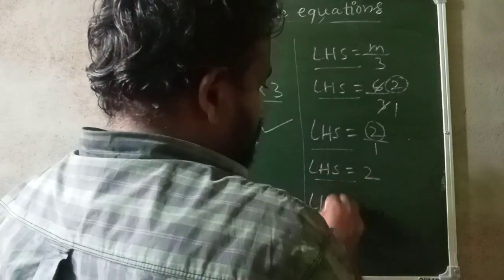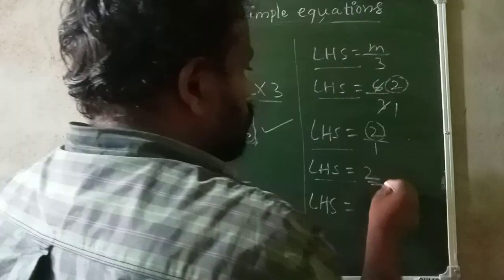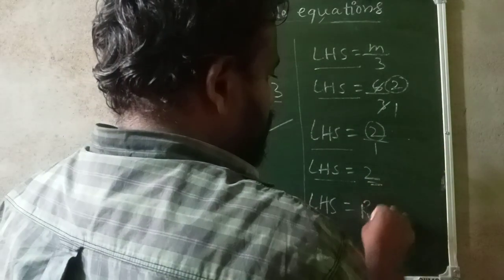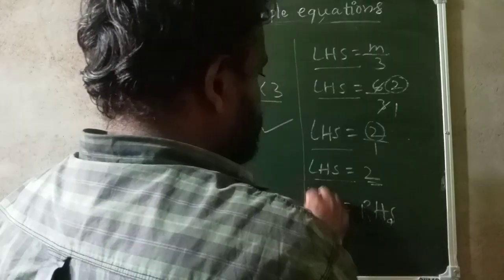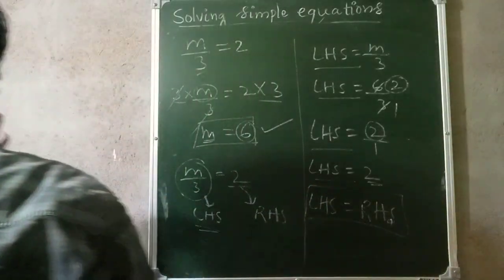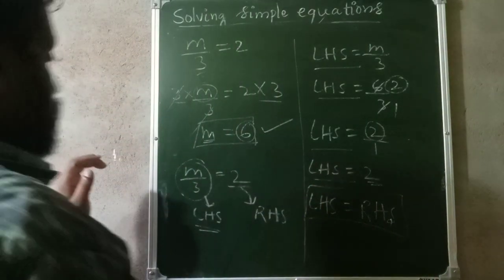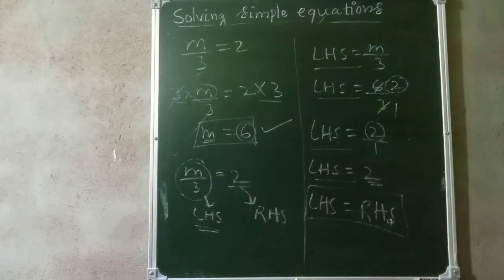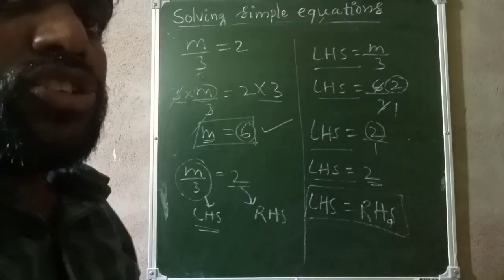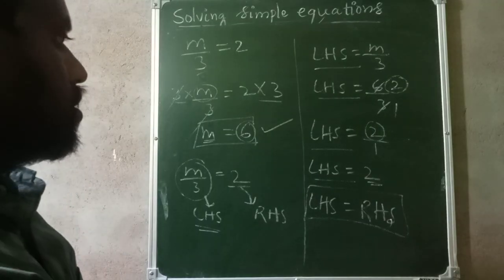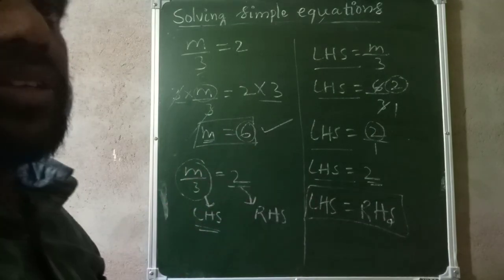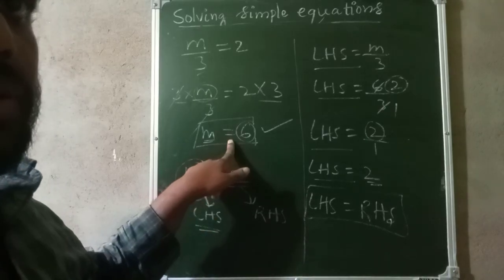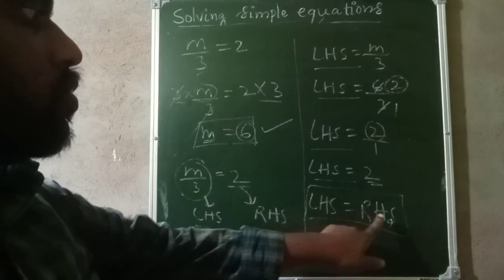Next step, write LHS is equal to 2. I said 2 is the RHS, so in place of 2 I will write RHS. See, we got LHS is equal to RHS. Remember, when LHS is equal to RHS, that means this answer is correct. This is the correct answer because we got LHS is equal to RHS.